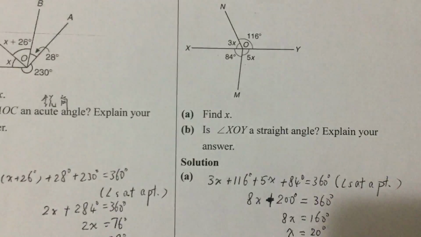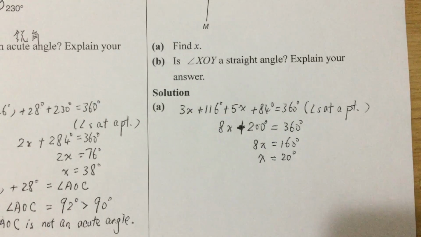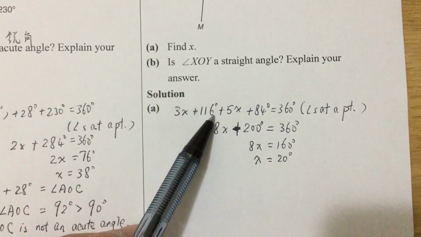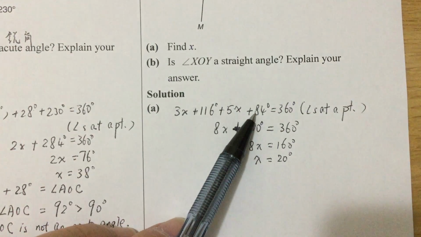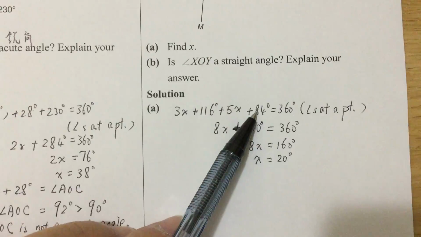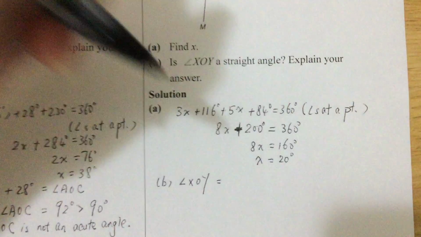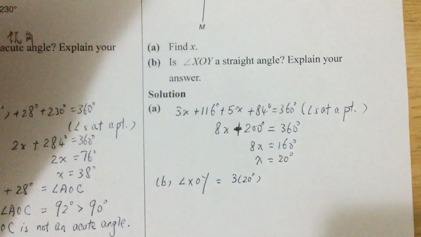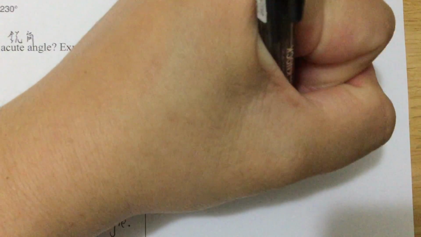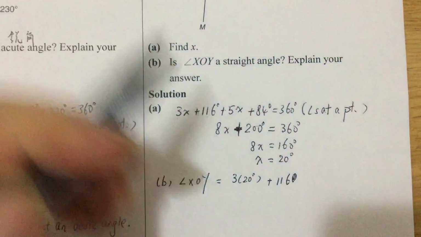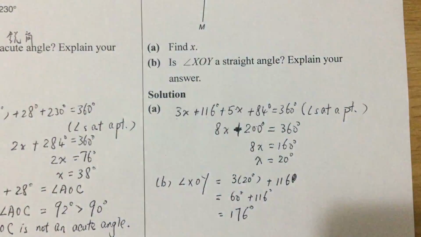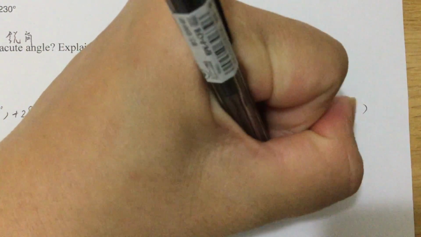Now we are going to check part B. We're going to check whether x or y is a straight angle. So we are going to consider these two angles. Is it true that this one is 180 degrees? For part B, angle x or y, once again, 3x is 3 times 20 degrees, plus 116 degrees. Now this is 60 degrees plus 116 degrees. Oh, unlucky, this is 176 degrees. It is not equal to 180 degrees.